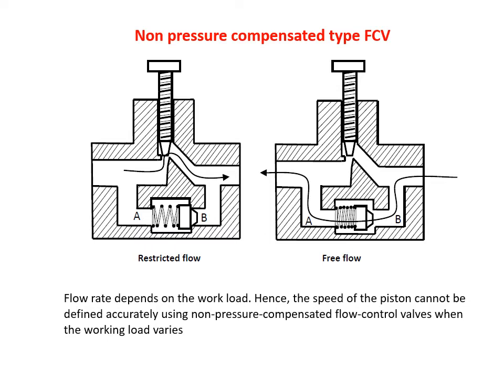There are pressure compensated and non-pressure compensated types of flow control valve. We'll study the non-pressure compensated type first. There the flow rate depends on the workload, hence the speed of a piston cannot be defined accurately using a non-pressure compensated flow control valve when the working load varies. So depending on the type of load you are using in the hydraulic circuit, you need to change the type of flow control valve. If the load is dynamic, you have to use the pressure compensated type. Otherwise, if the load is static, you can use the non-pressure compensated type.